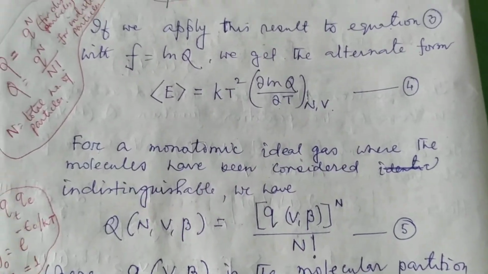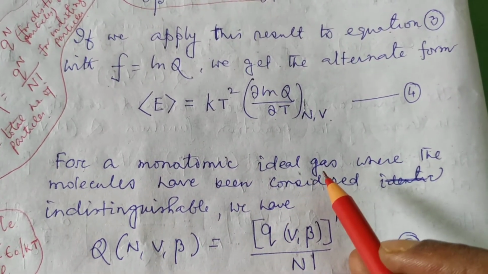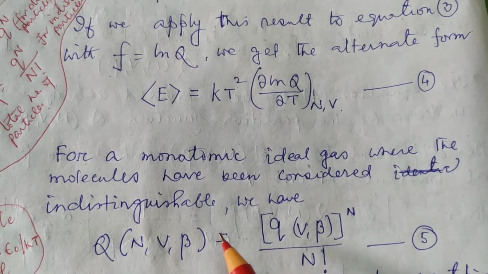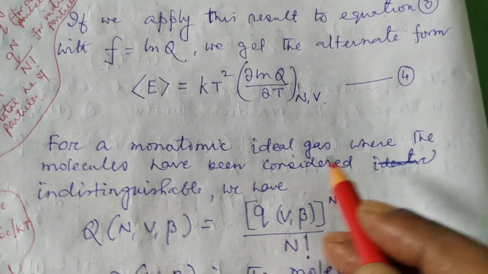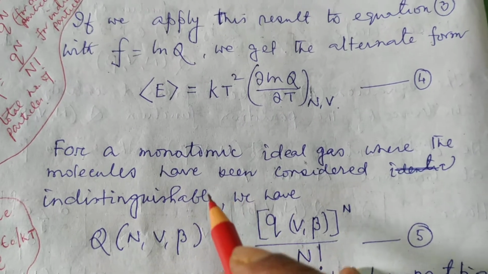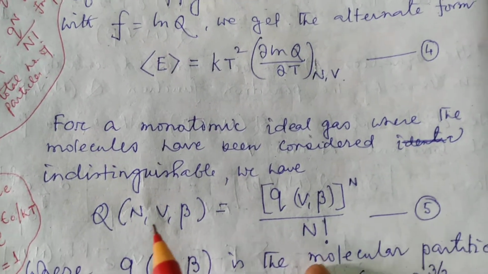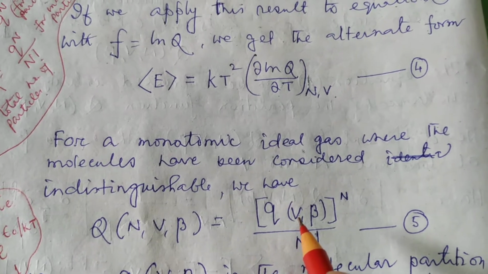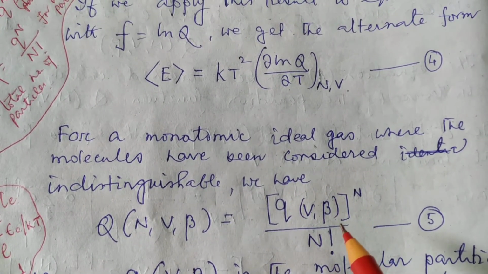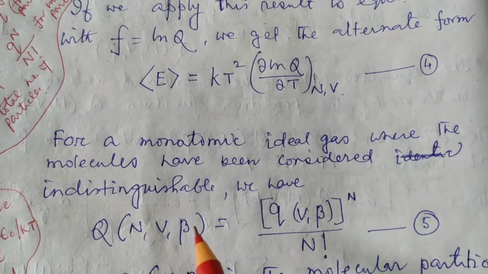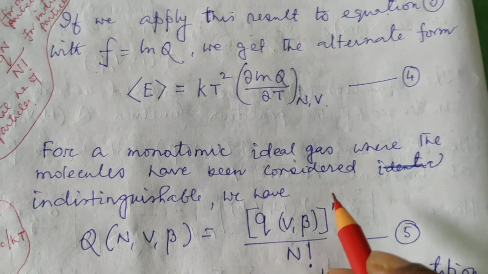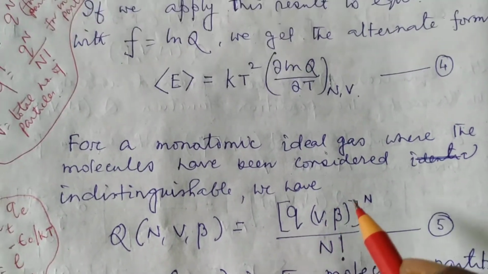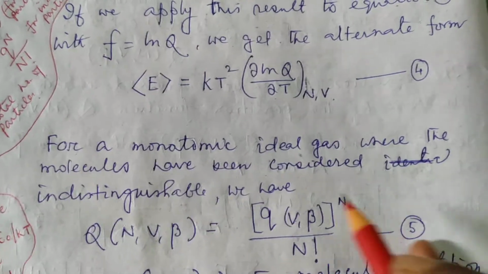Now, for a monoatomic ideal gas, where the molecules are considered indistinguishable, if there are N molecules, then we can write the partition function of the system Q(N,V,beta) equals q(beta,V) to the power N divided by factorial N. You just remember this, where small q(beta,V) is the molecular partition function. Now how did this equation come about?